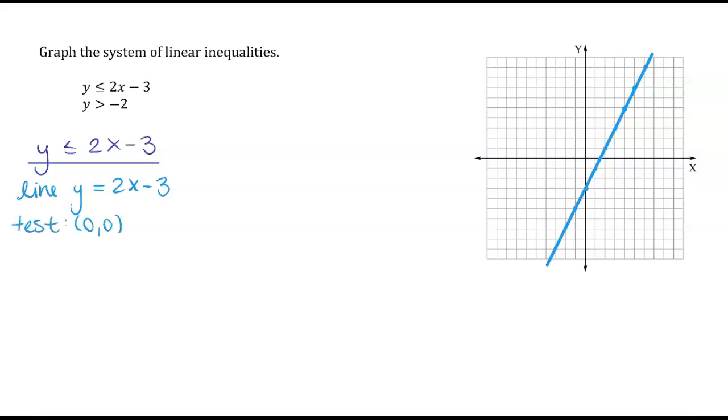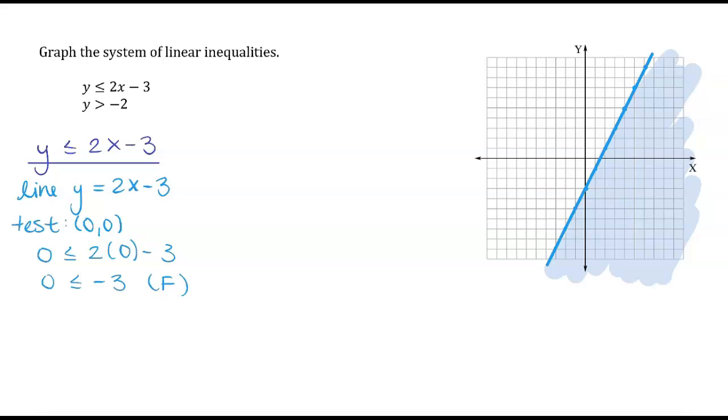When we substitute 0 for x and y, we have 0 is less than or equal to 2 times 0 minus 3. That becomes 0 is less than or equal to negative 3, which is not a true statement. This is false, so that means the point (0, 0) is on the wrong side of the line. We need to shade the other side of the line.